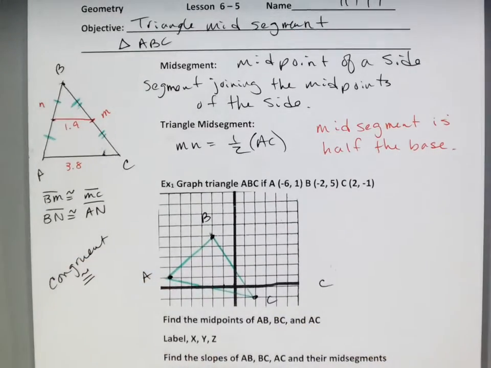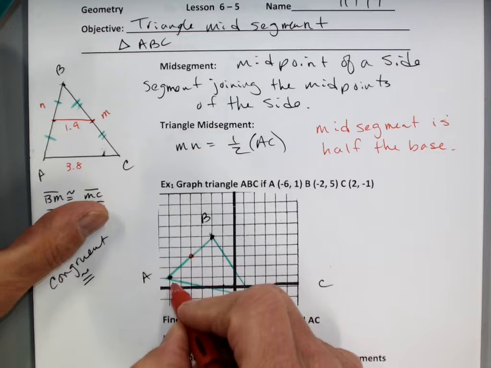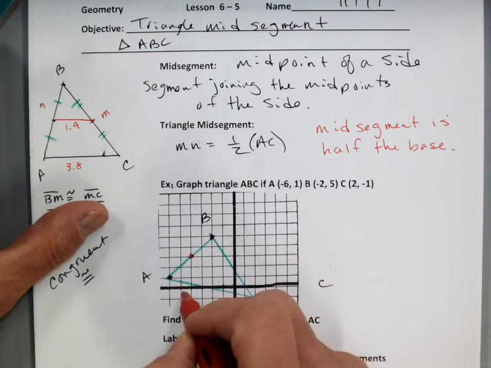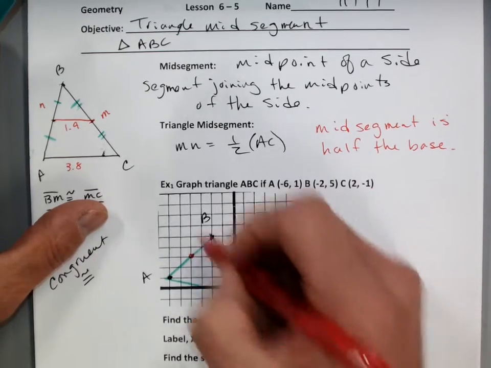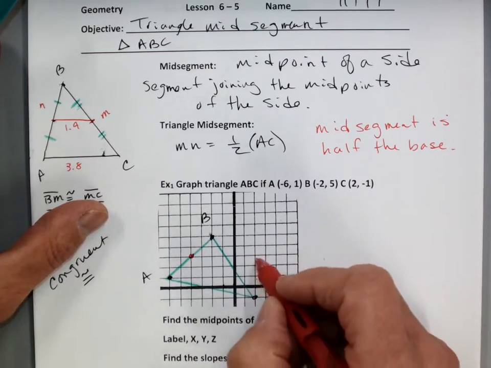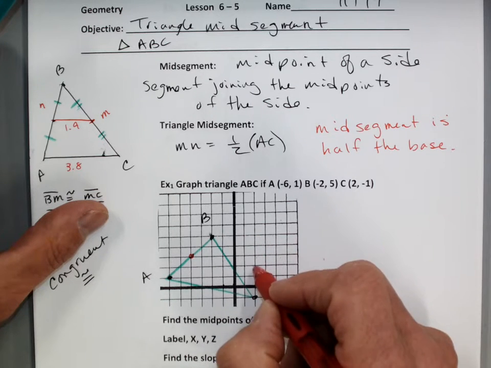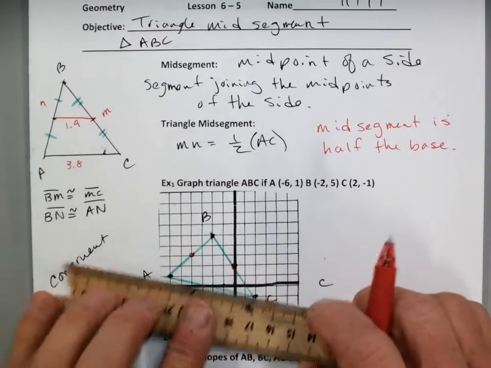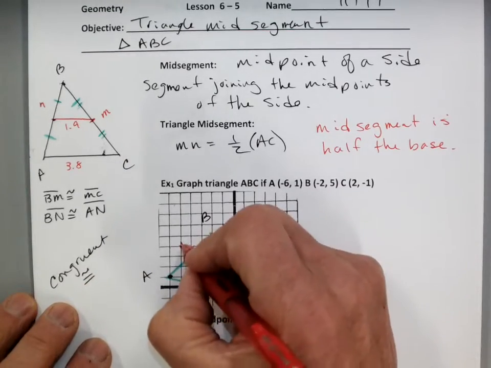And let's see if I can find the mid-segments. The mid-segments aren't too hard because I can just count. I'm pretty sure that's the midpoint there. I can count 1, 2, 3, 4, 1, 2, 3, 4. So 4 and 4, let's go up 2 to 2. Let's find this midpoint here. Up 3, over 2, the midpoint's right about there. Now if I connect those dots, that's my mid-segment. Let's just call that MN.